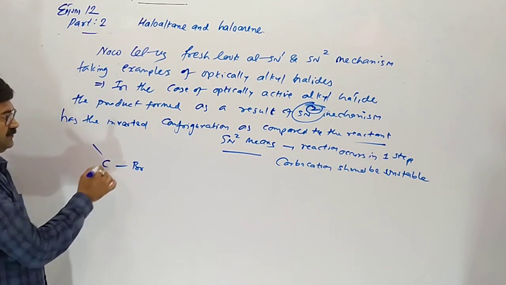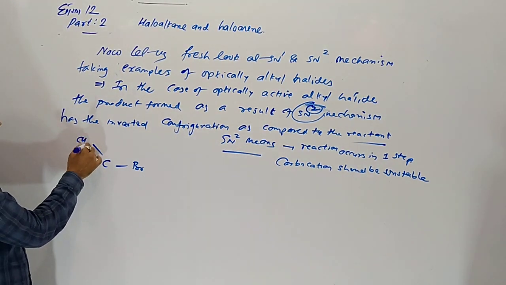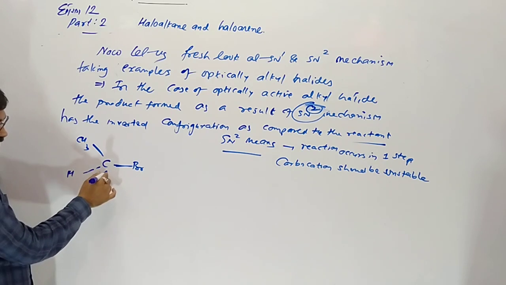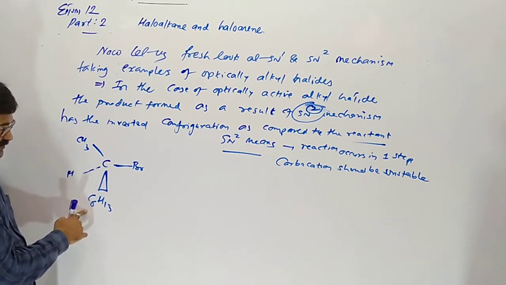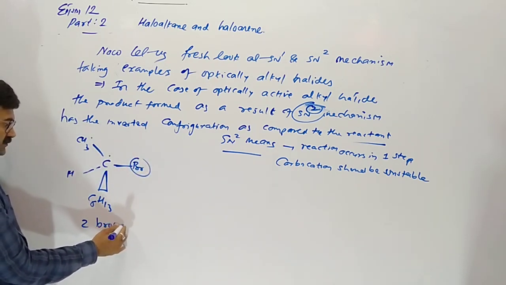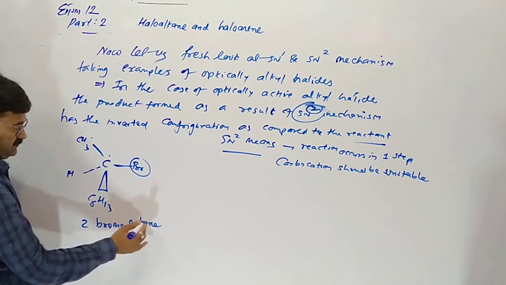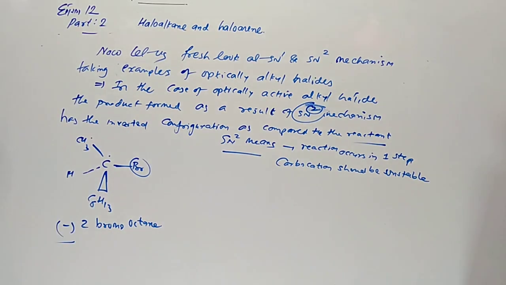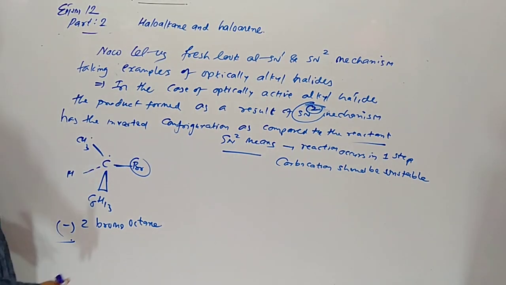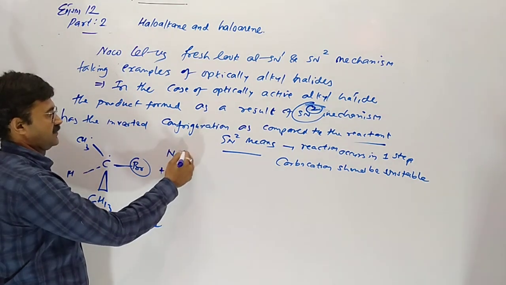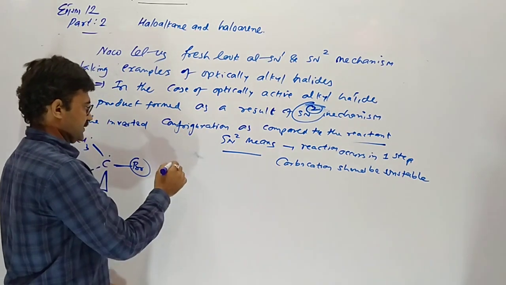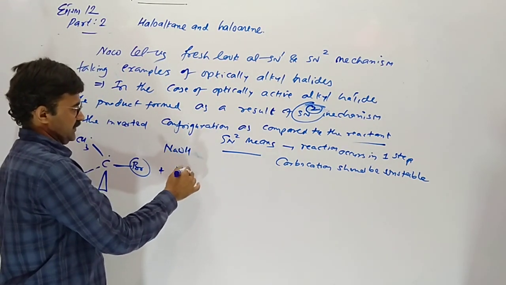Here is bromine. Here is CH3. A single line means on the plane, a dotted line means behind the plane. And here is C6H13, 6, 7, 8. On the second position is bromine. This is 2-bromooctane. Which one is levo is practically decided; we can't decide by this. It reacts with sodium hydroxide, an alkali, so OH minus is reacting.